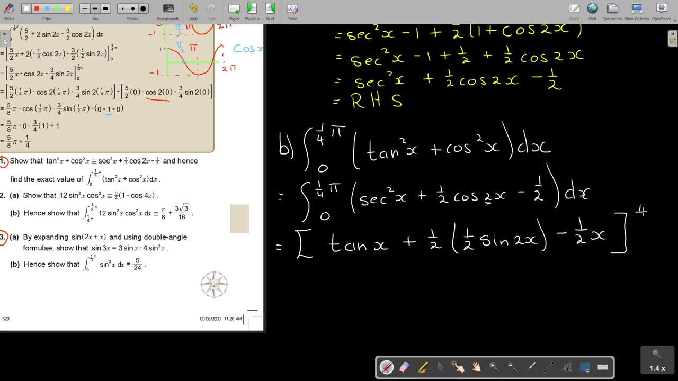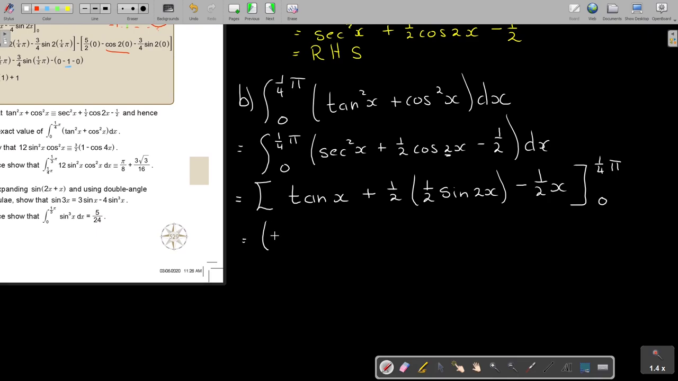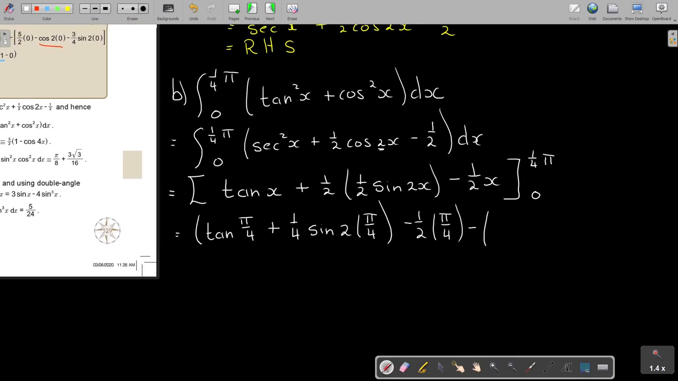And what are my limits? Quarter π and 0. Now I'm going to substitute. So I say tan π/4 plus a quarter sin 2 times π/4, minus a half times π/4, bracket closed. Then it's tan 0 plus a quarter sin 2 times 0 minus a half times 0. And that is going to be now.